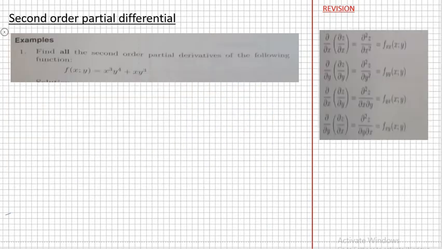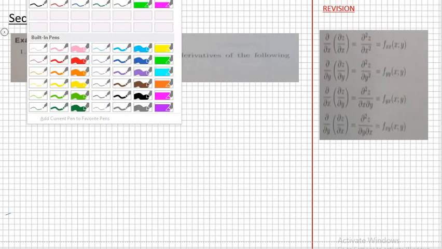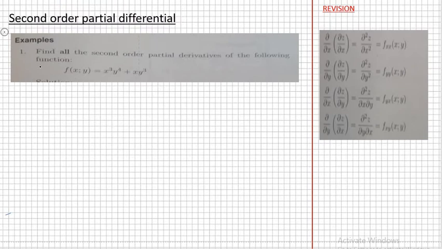Okay, now let's look at some examples. Let's consider the first expression. Here they say we have to find all the second order partial derivatives of the following function. I have a multivariable function f of x y, which is made of x and y. f of x y is equal to x cubed y to the fourth plus x y cubed. Okay, let's find this one.